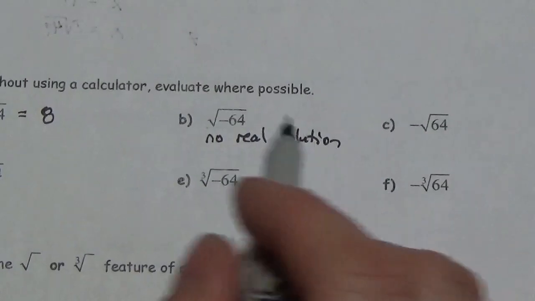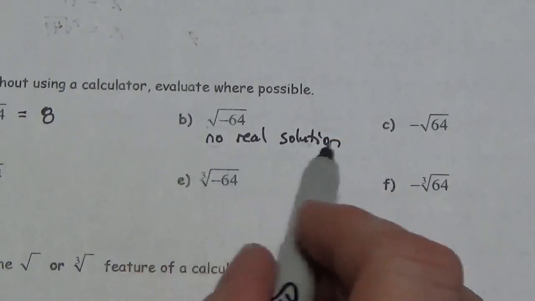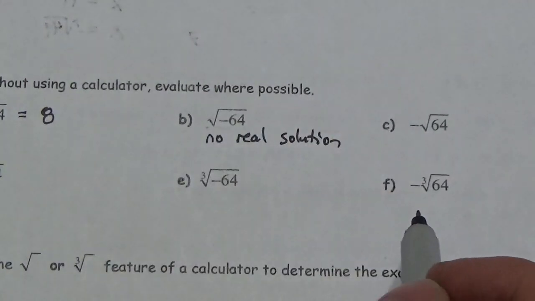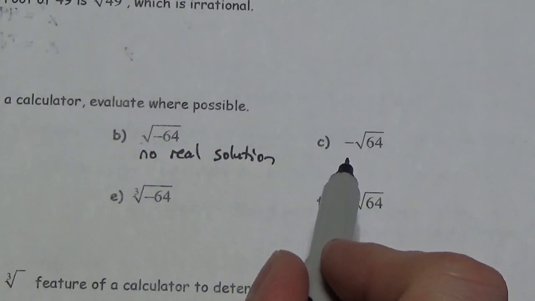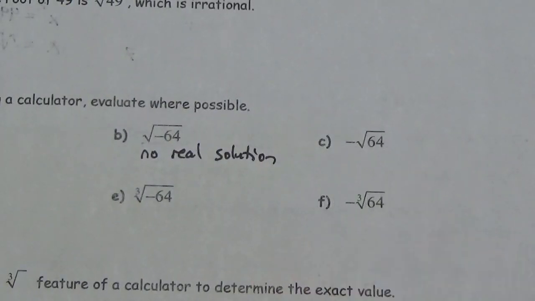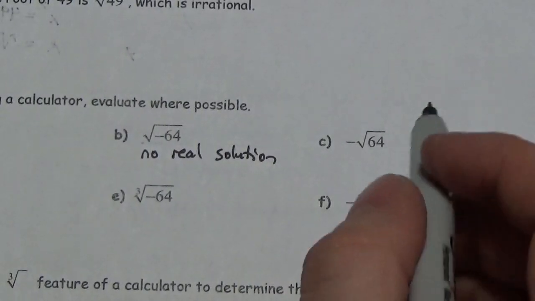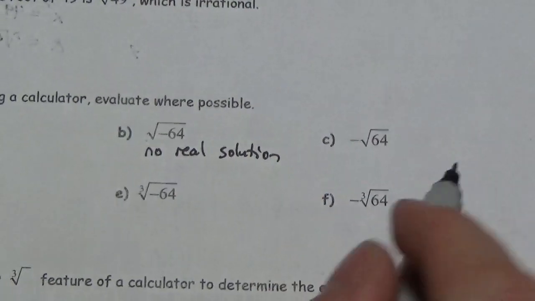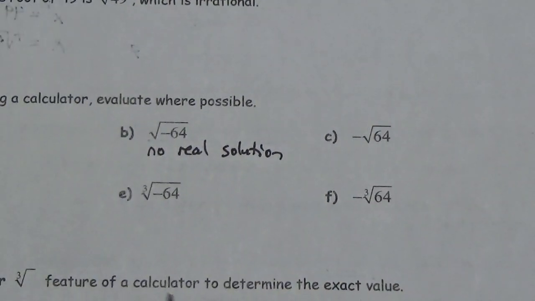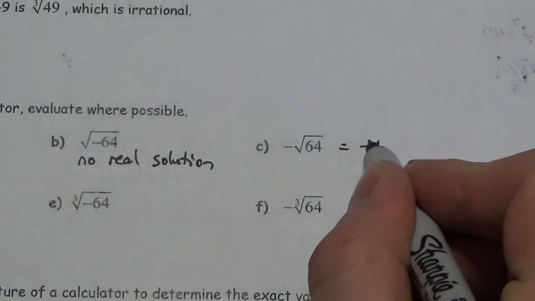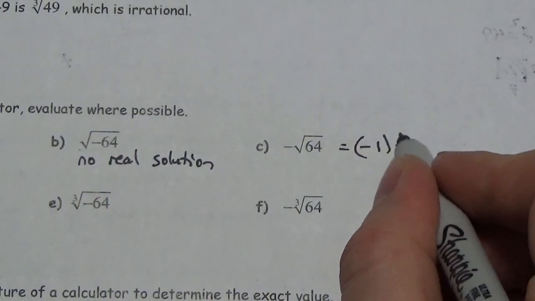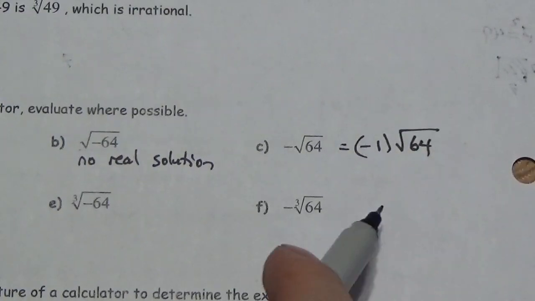There's kind of two different words for it, and we'll get into that later, but there's no real solution here. Now over here, negative square root of 64. When you put a negative in front of an expression like that, bear in mind that you're multiplying by a negative value. This is basically like negative 1 multiplied by the square root of 64.